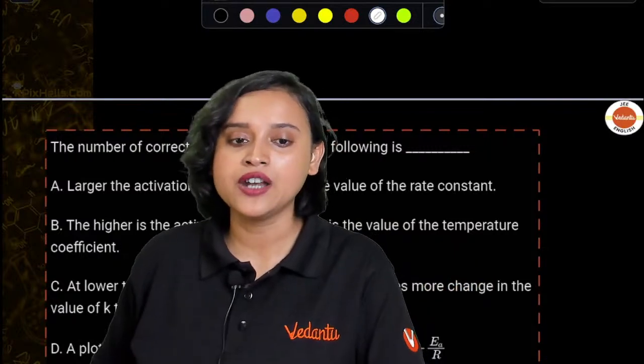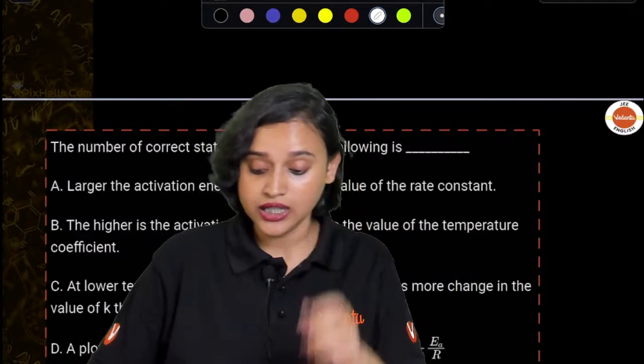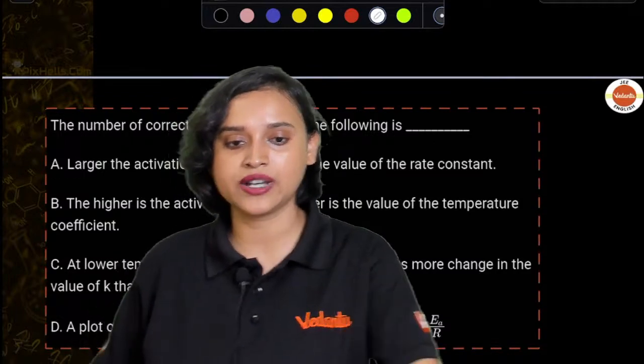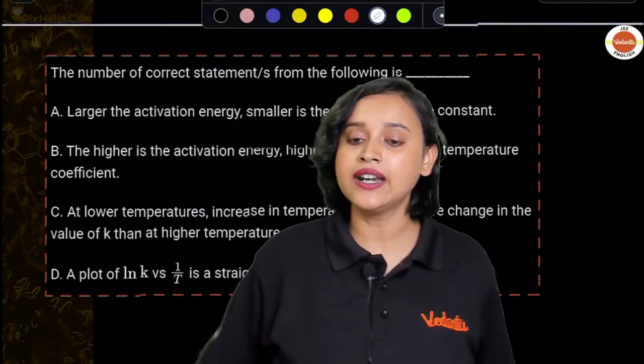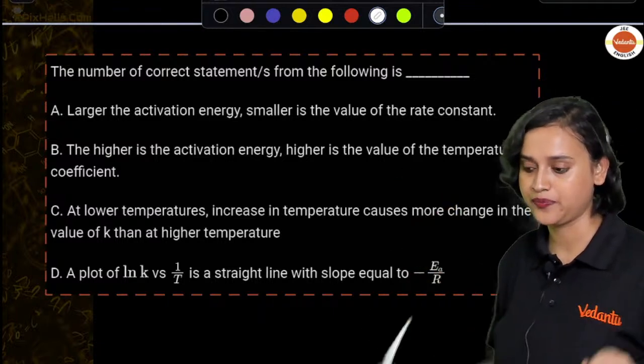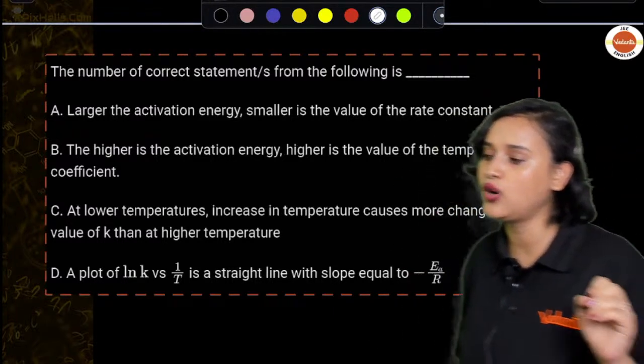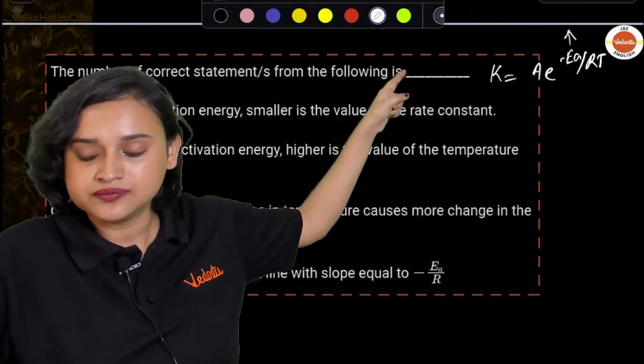Now shall we quickly solve some questions? Chalo, let us solve some questions. So the question here is, the number of correct statements from the following is dash. Larger the activation energy, smaller is the value of the rate.